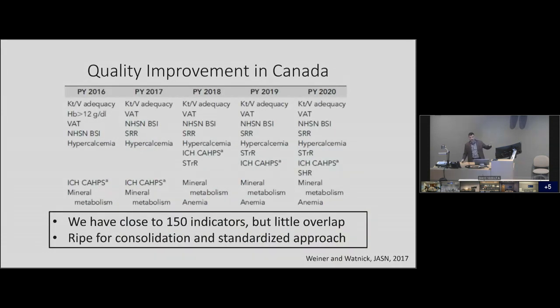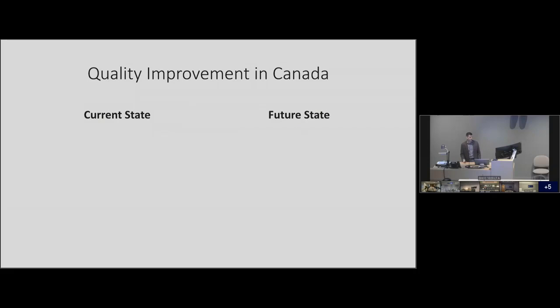So we were all laughing a little bit at how many indicators there are in the US when they were measuring 15 to 20 across the entire country. And we've got close to 150 indicators and little overlap. So I think we have an opportunity here to combine things and come up with a standard approach between each of our provinces.